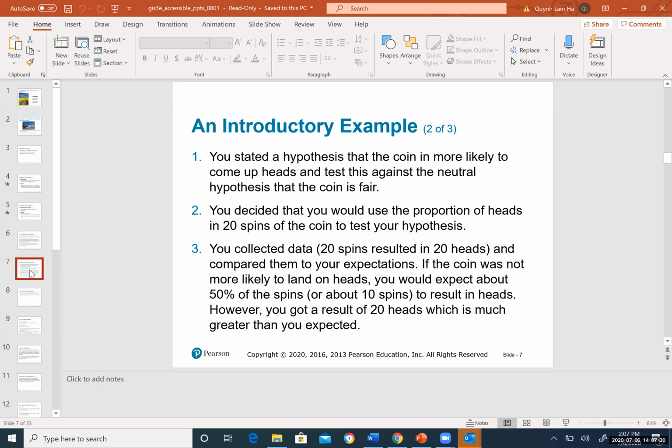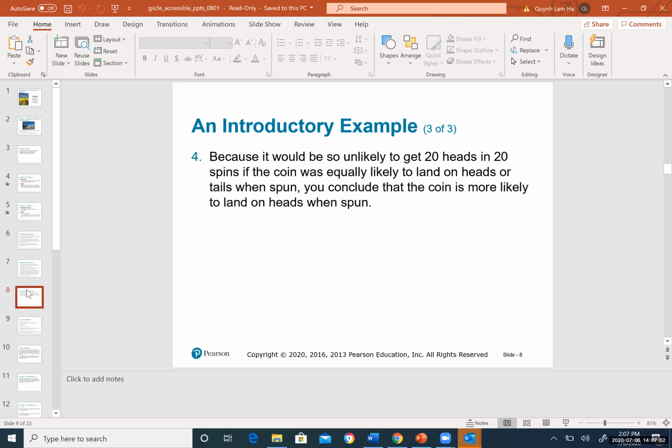If the coin was not more likely to land on heads, you would expect about 50% of the spins, or about 10 spins out of 20 spins, to result in heads. However, you got the result of 20 heads, which is much greater than you expected. Step 4, because it would not be likely to get 20 heads in 20 spins if the coin was equally likely to land on heads or tails when spun, you conclude that the coin is more likely to land on heads when spun.